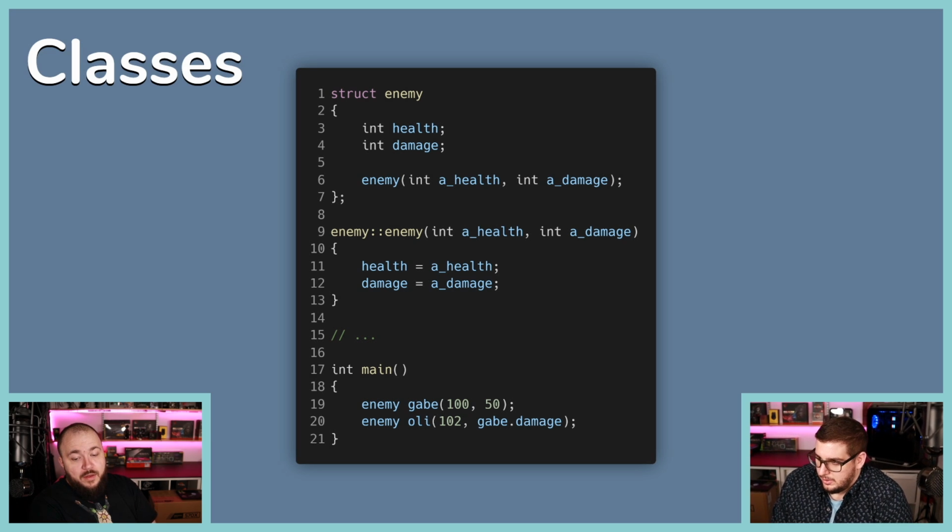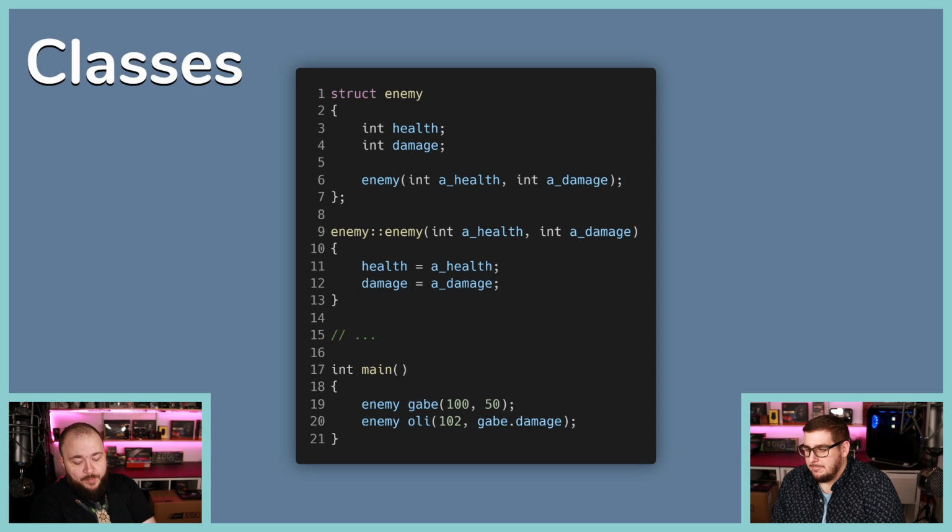Yeah. In lines 19 and 20, you see that it's like we're calling a function, right? We're saying enemy Gabe, and then I'm calling a function. But what function am I calling after the variable? I'm sending in 150. That is the constructor. I'm calling the constructor function. Okay, I was just connecting that enemy is the type. Yeah, it's the class.